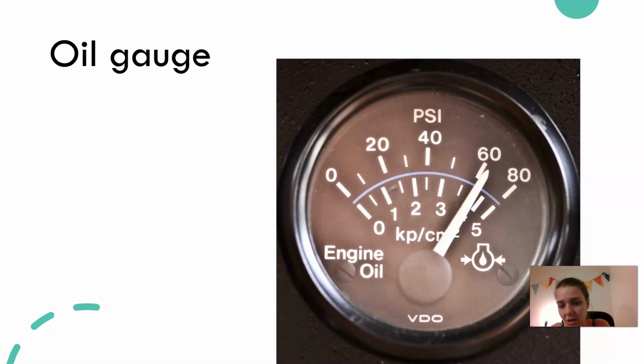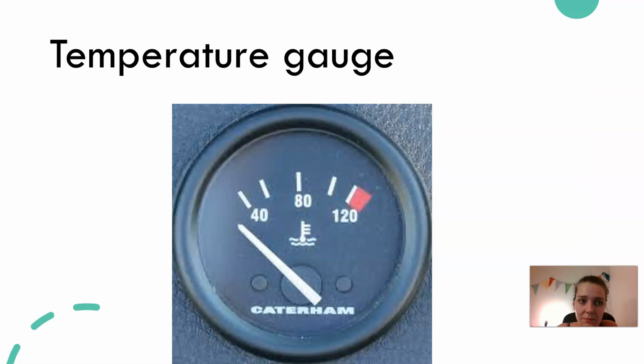Oil gauge. The oil gauge tells you about the engine oil. Temperature gauge. The temperature gauge tells you how hot the engine is. When it is in the red, it is too hot.